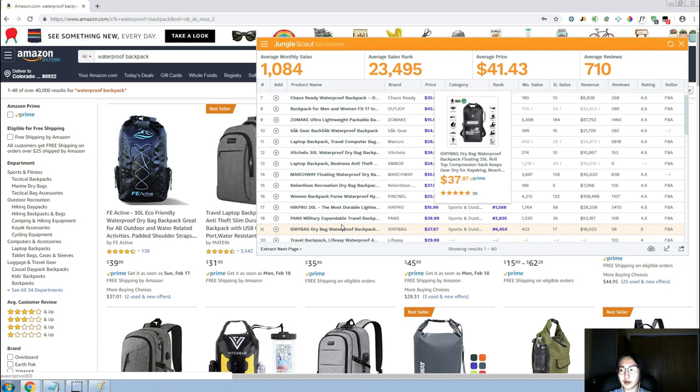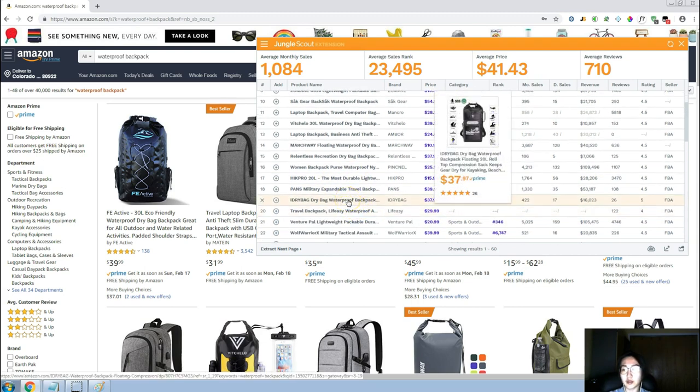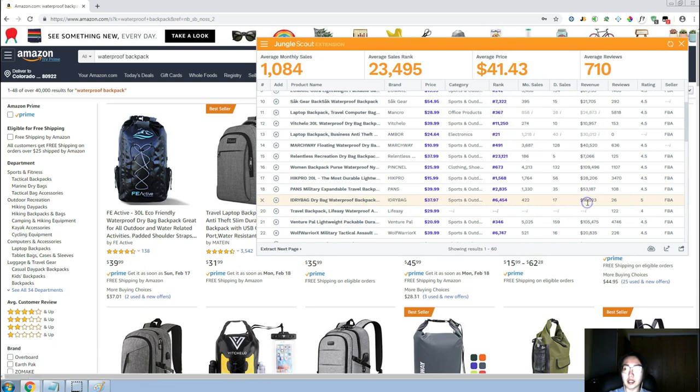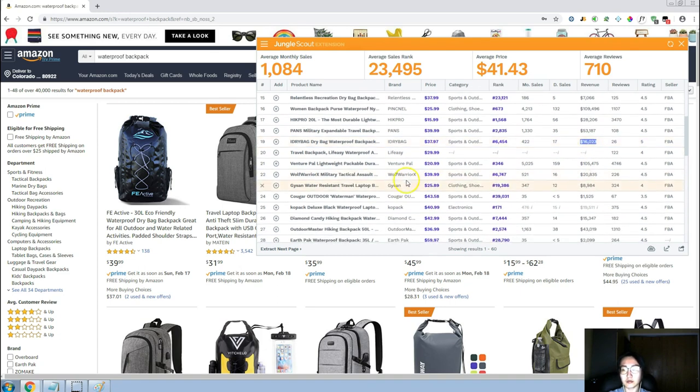This thing has 26 reviews. It's $38 for sale. Dry bag, waterproof backpack, floating 20L. It's floating. Okay, so yeah, this thing hits the points, right? It's waterproof, it floats, and it's actually a pretty decent design. It only has 26 reviews and it already has 16,000. So you can see how there is demand for this. It's on the first page. People are looking for this.